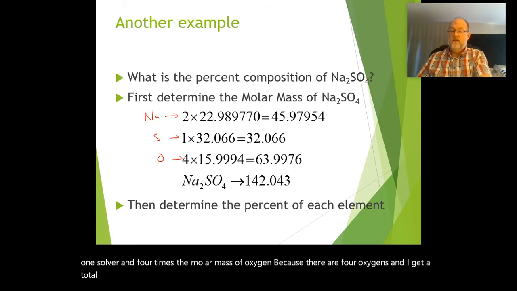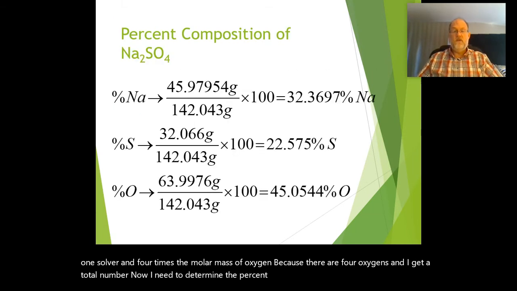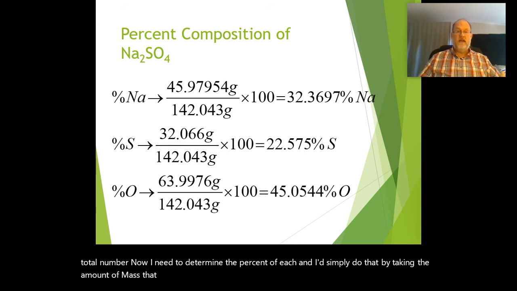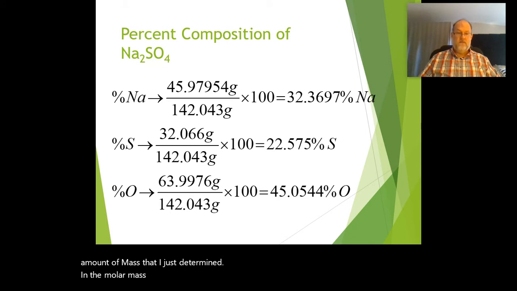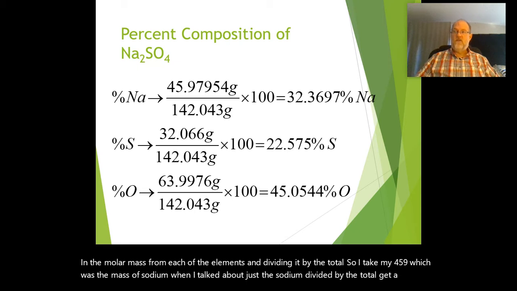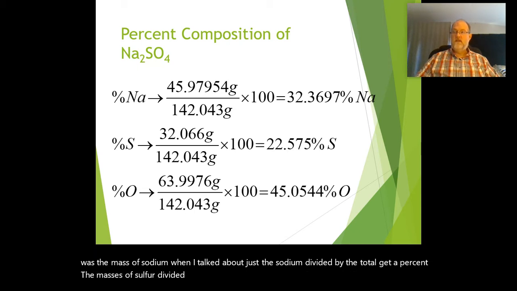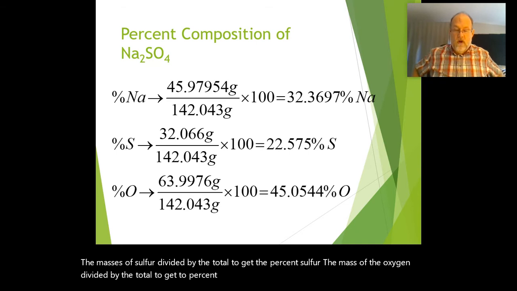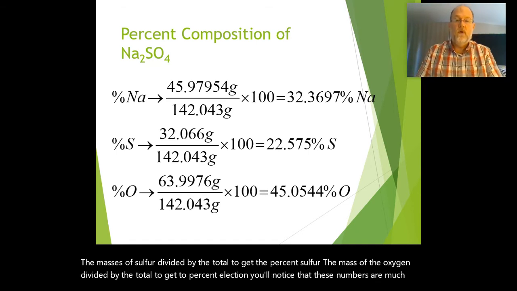Now I need to determine the percent of each. I simply do that by taking the amount of mass that I just determined in the molar mass from each of the elements and dividing it by the total. So I take my 45.9, which was the mass of sodium, divided by the total, to get a percent. The mass of the sulfur divided by the total to get the percent sulfur. The mass of the oxygen divided by the total to get the percent of oxygen. You'll notice that these numbers are much more precise than the numbers we got when we were measuring.